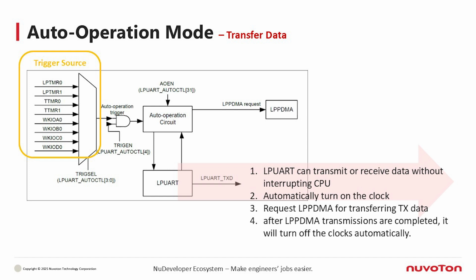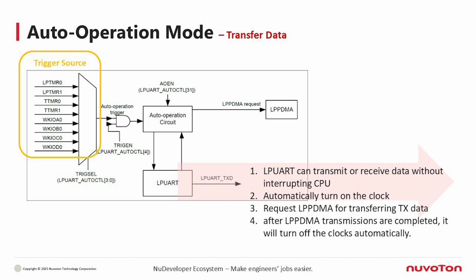Finally, let's talk about how the auto operation mode works when transmitting data. The goal of the Low Power UART is to allow data transmission or reception without waking up the CPU, even while the system is in power down mode. The Low Power UART can be triggered by several different sources, such as low power TMR, TTMR, or WKIOA0, to start sending data automatically.